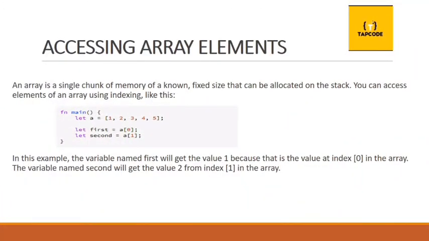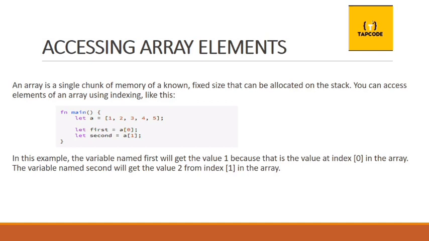How do you access an array element? An array is a single chunk of memory of a known fixed size that can be allocated on the stack. You can access elements of an array using indexing, like I gave in the example. So I gave let a equals 1, 2, 3, 4, and 5. And so let first equals a, that's 0.